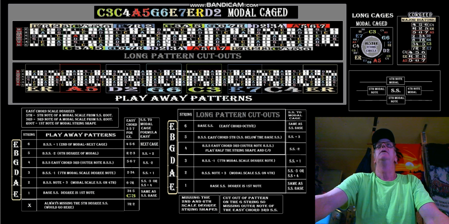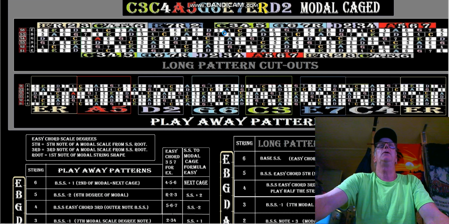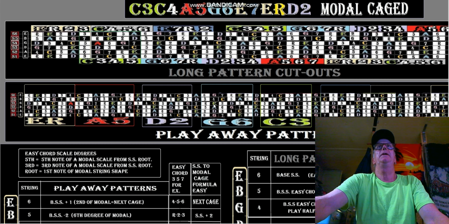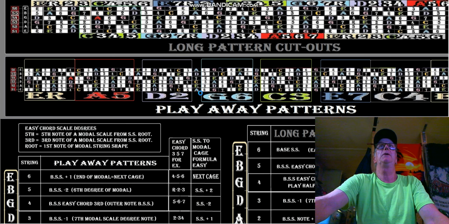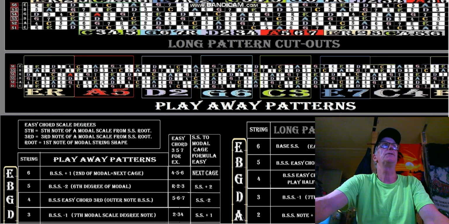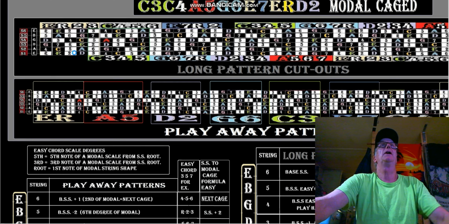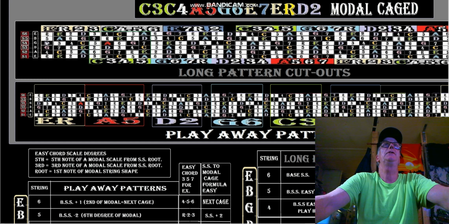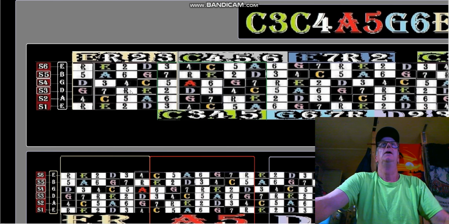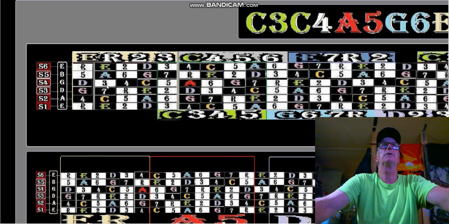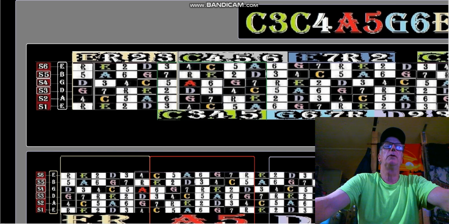So remember, this whole thing is to make it all easier. And so the difference, remember, the playaway patterns are simply pattern builds, whereas the long pattern cutouts, we're going to just have on the G string right here, and this is for every single one of them, it works. We're going to skip the last or the outer note of that G string shape, and we're going to pick it up over on the next string. And that's going to be essentially from the playaway, it's going to be one string shape left.